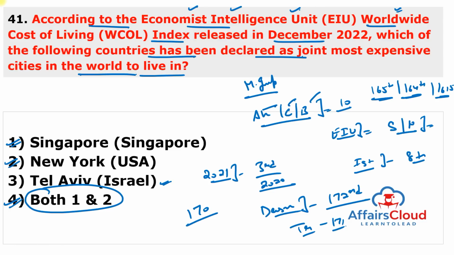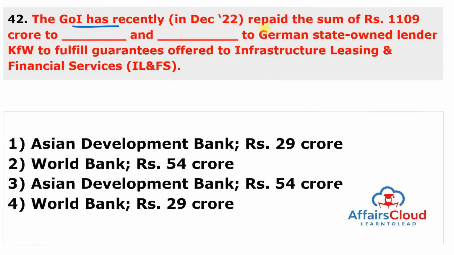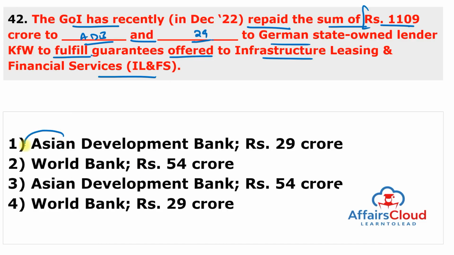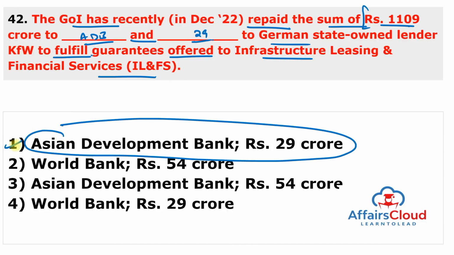Moving to next question. The Government of India has recently repaid the sum of rupees 1109 crore to dash and dash amount to the German state-owned lender KfW to fulfill guarantees offered to the Infrastructure Leasing and Financial Services. So 1109 crore to the Asian Development Bank, so ADB is the answer for the first fill-up, and 29 crore to the German state-owned lender KfW. So answer of this question is now simple. This is first Asian Development Bank and 29 crore.